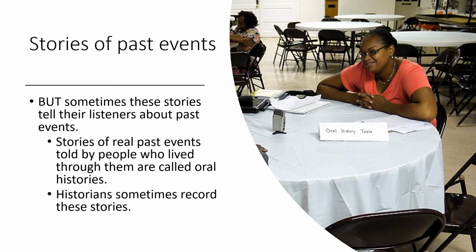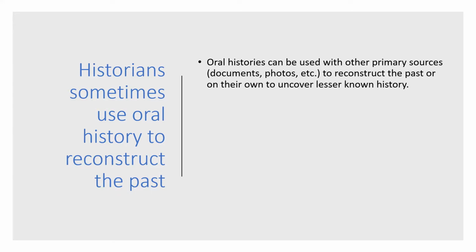But some stories are true and are about events from the past told by people who lived through them. These stories are oral histories, and historians like to record and study them. Historians use oral history to help them reconstruct the events of the past. Sometimes they will use oral histories along with other primary sources. I will explain what primary sources are in another TWIF presentation to piece together what happened in the past.